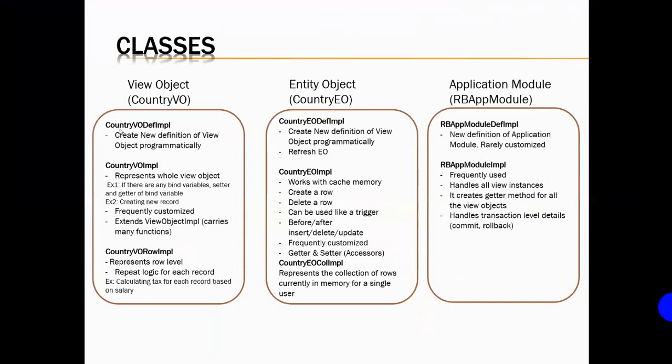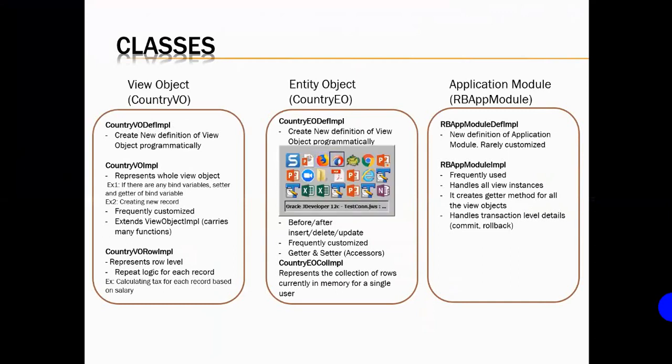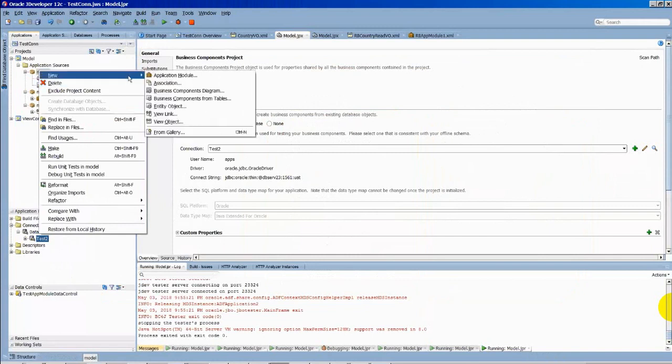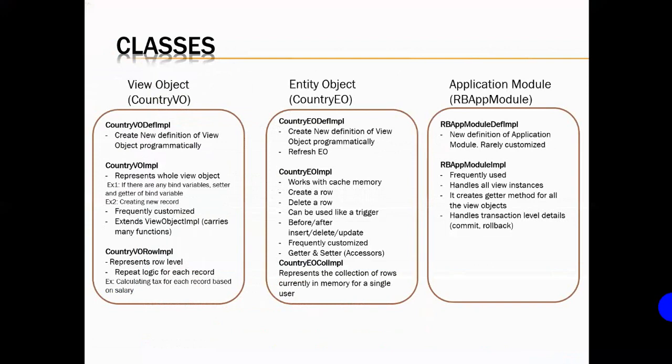For example, take the VO definition implementation class. What is it? It is used if you programmatically want to create a new view object. To create a view object, what are we doing? Typically, as of now, we are going here and creating a new view object. What if you wanted to do the same operation programmatically? Then you have to rely on the VO definition implementation class.